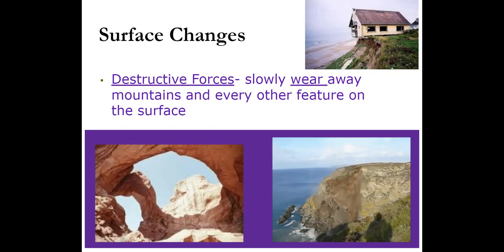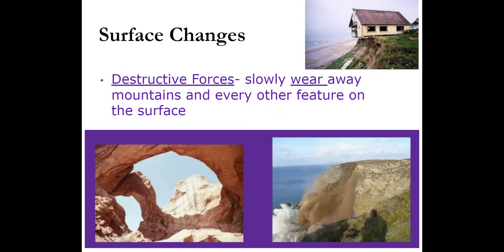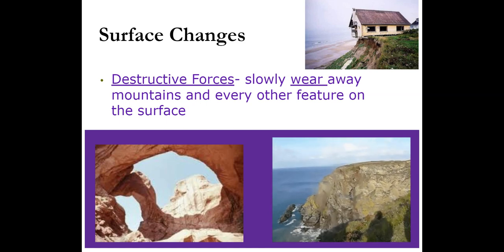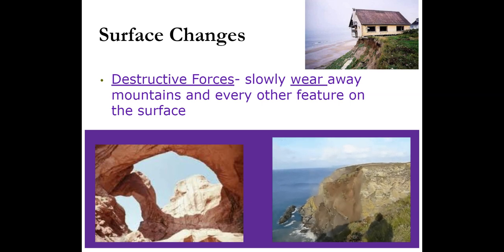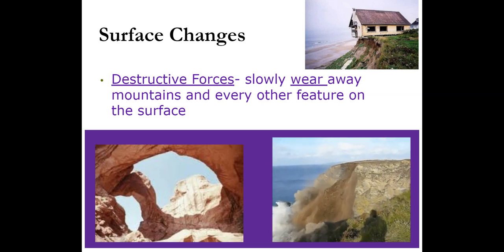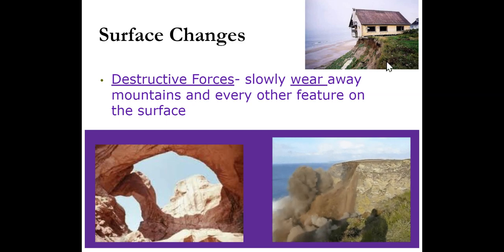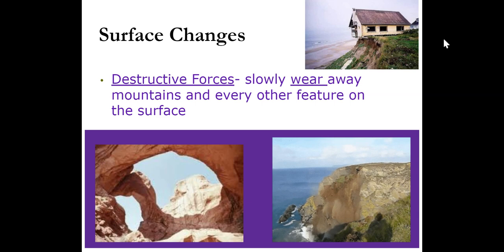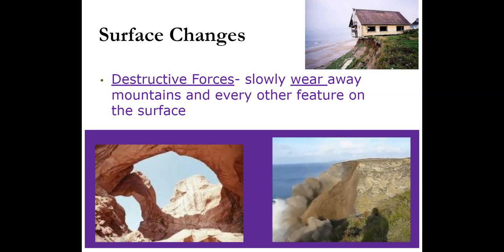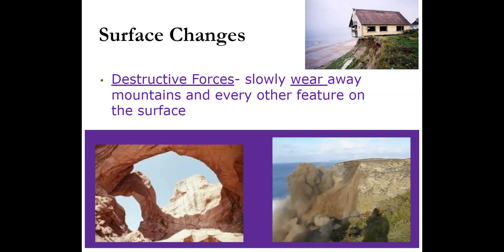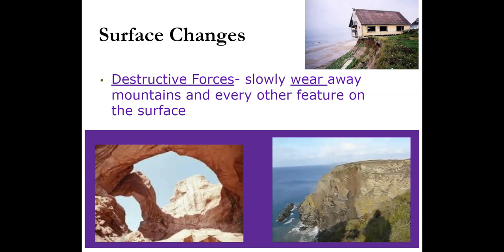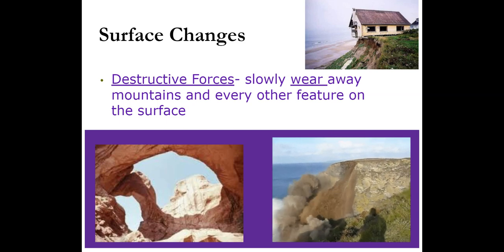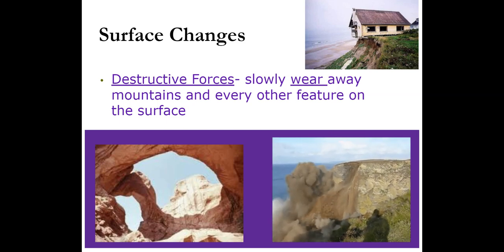A destructive force, again, this is within the name, destructive forces are slowly wearing away mountains and every other feature on the surface. So it's that wearing away of the rock. So the top left picture, I'm going to guess that they did not build this house on the edge of a cliff. They put that house on a normal piece of land, and over time it has been worn away by the beach below. So that rock has moved down the hill and down the cliff, and has now moved to the beach and it's turned into sand over time.